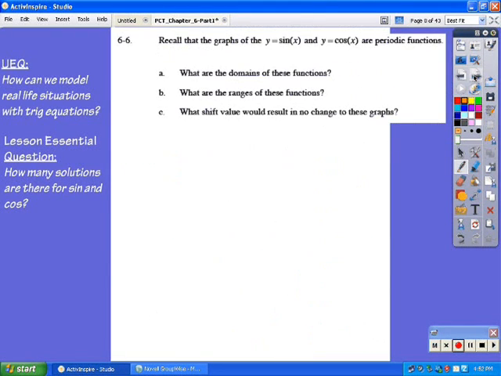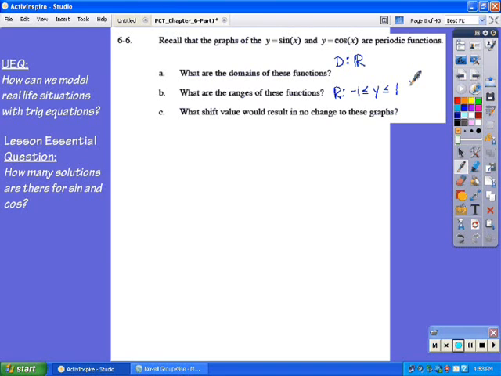There we go. Recall the graph of sine of x, cosine of x are periodic. What are their domains? So a little simple question here, a little review. Domain of both of them is all real numbers. The range of both of them is -1 to 1.